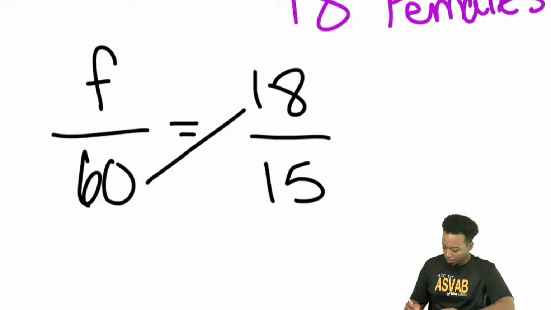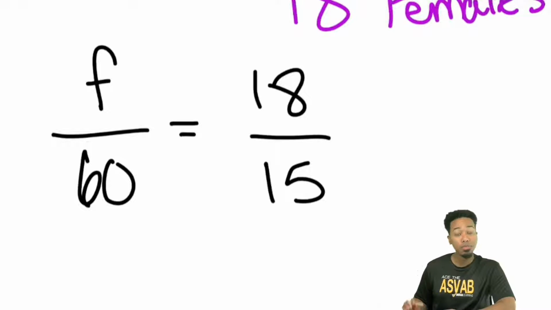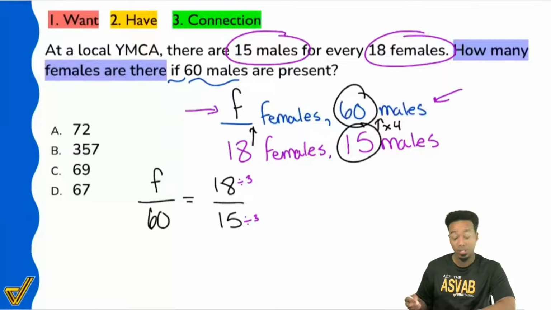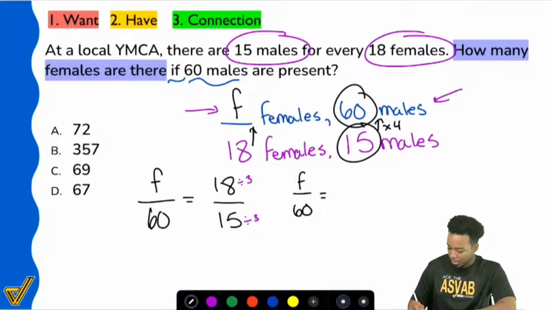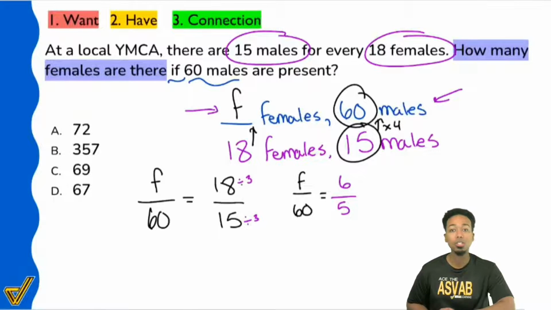So what we'll do is we're going to go ahead and say, hey, let's simplify. But where can we simplify? Well, 18 and 15, everybody, are both divisible by what? Yeah, they're both divisible by 3. So I can divide these both by 3, giving myself a much easier fraction to deal with. And so what we'll get is f over 60 equals, and then 18 divided by 3, that's going to be 6. 15 divided by 3, that's 5. And this is going to be a much, much easier time now.